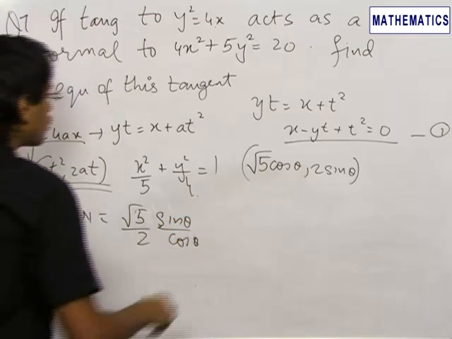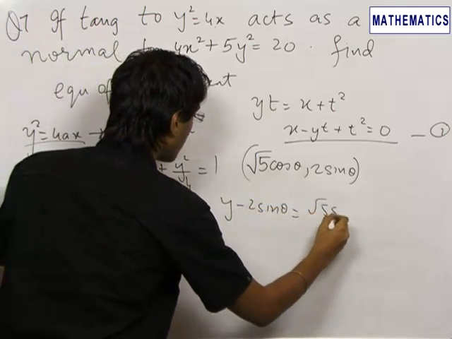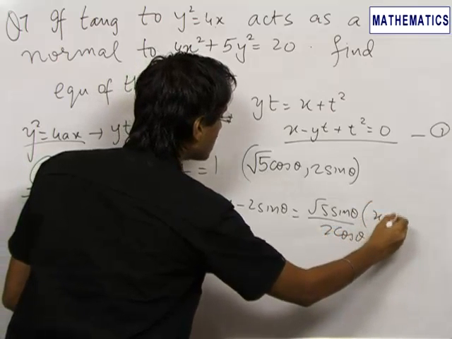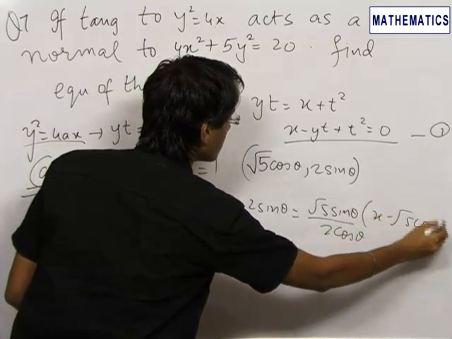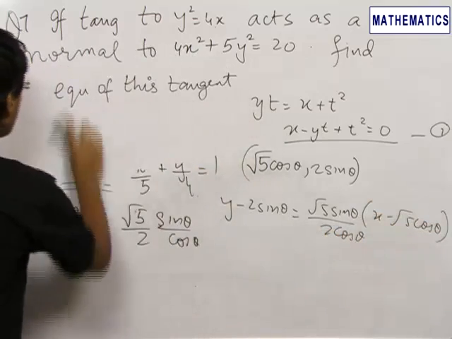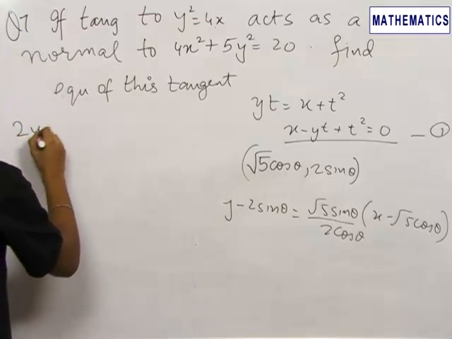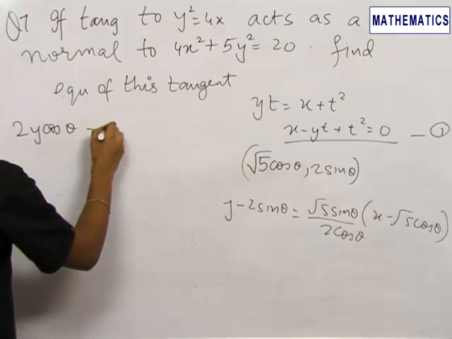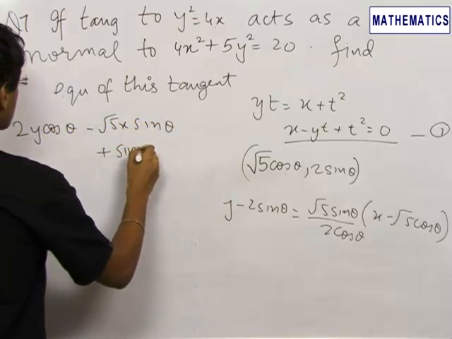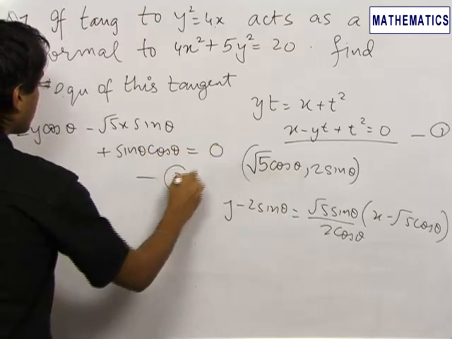So we can write the equation of normal as y − 2 sin θ = (√5 sin θ / 2 cos θ)(x − √5 cos θ). On rearranging, we get the equation of normal as 2y cos θ − √5 x sin θ + sin θ cos θ = 0. This is the second equation.